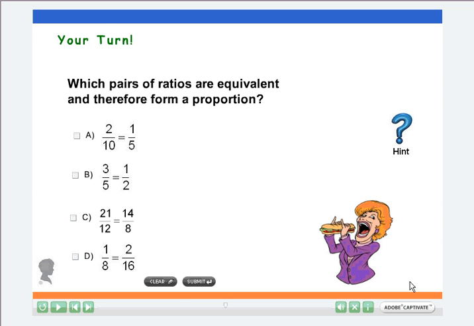Remember, a pair of equivalent ratios form a proportion. Which pairs of ratios are equivalent and therefore form a proportion? Check all that are correct.